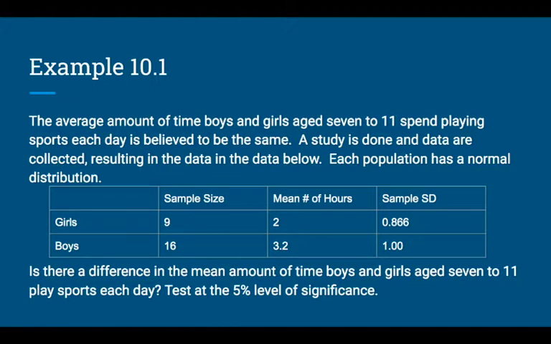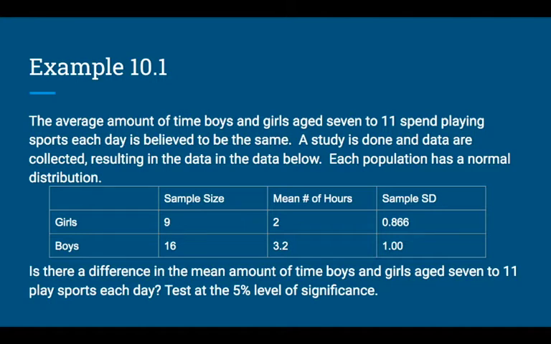Is there a difference in the mean amount of time boys and girls aged 7 to 11 play sports each day? Test at the 5% level. Okay, so to begin with, we have the sample standard deviations, but we don't have the population standard deviations, so this fits the t-test scenario, the 2-sample t-test. And we need to think first about what our null and alternative hypotheses are going to be. Anytime we're doing hypothesis testing, whether it's 1 sample or 2 sample, the first thing we should think about is the null and alternative hypotheses.